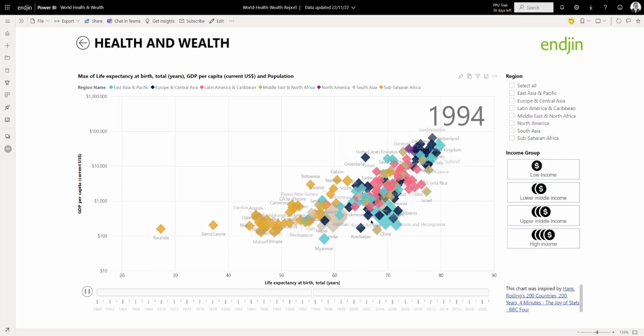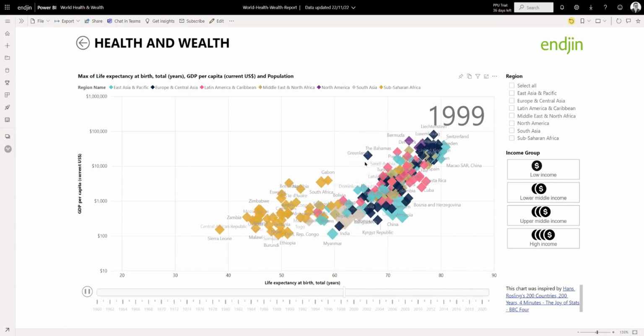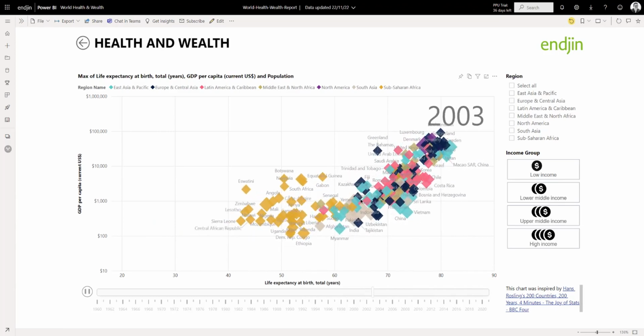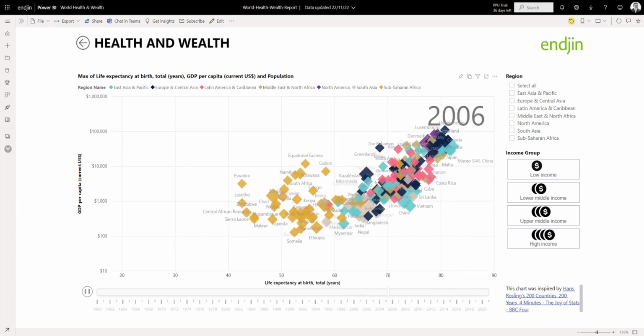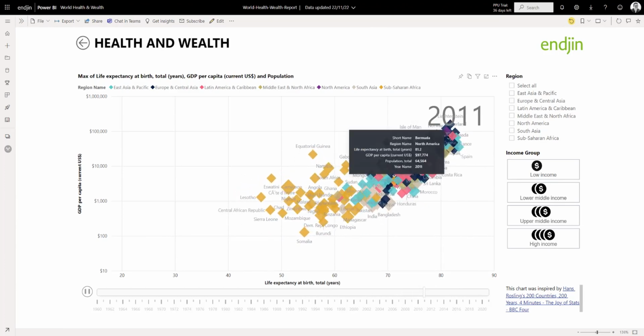We've just seen Azerbaijan and Iraq have a huge shock through the 1990s in terms of wealth. But generally, we can see that positive trend of all of the countries moving in that positive direction towards the top right-hand corner of the chart.